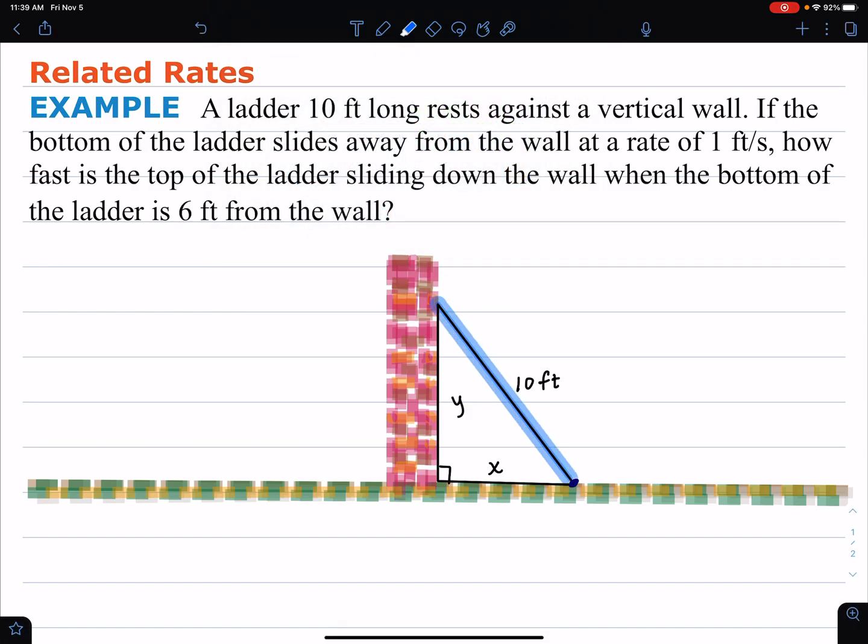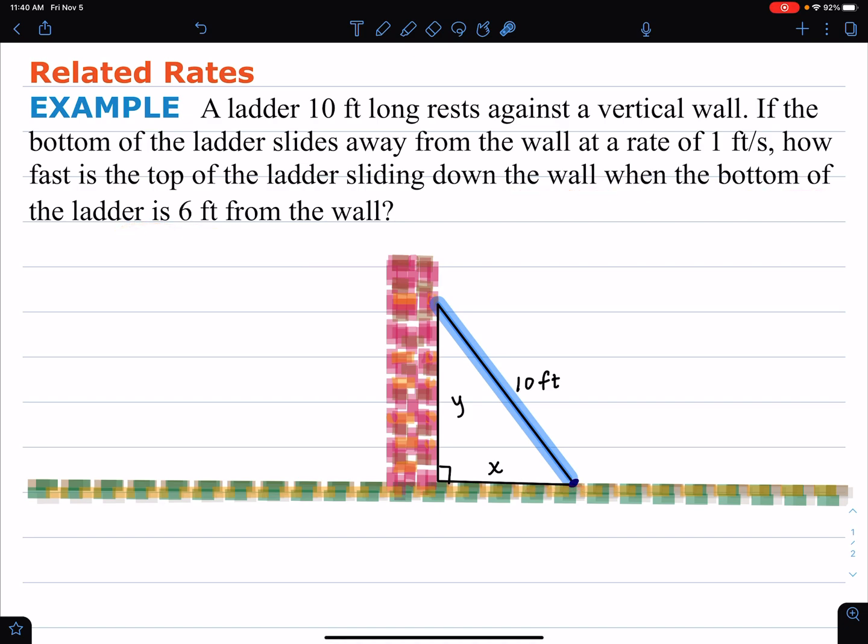That's a 10-foot ladder. A ladder 10 feet long rests against a vertical wall. If the bottom of the ladder slides away from the wall at 1 foot per second, so that's down here, this point here starts sliding away, starts moving. If the bottom of the ladder slides away from the wall 1 foot per second, how fast is the top of the ladder sliding down the wall when the bottom of the ladder is 6 feet from the wall?